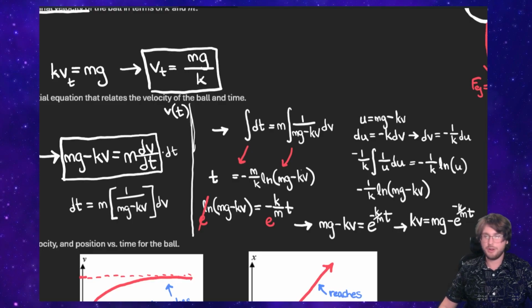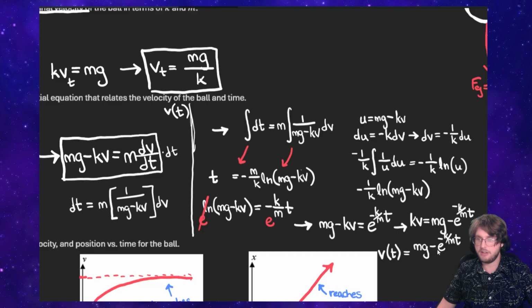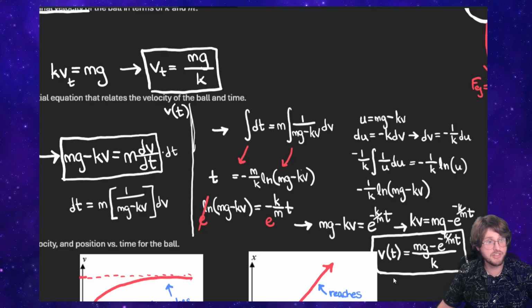And at this point, we're basically done, because then we'll end up with an expression for v, which I'll go ahead and say is still a function of time in this case. And v, once we divide both sides by k, will equal mg minus e raised to the power of negative k over m times t, all divided by our coefficient k. And that is what our expression for the velocity of this object before it reaches terminal velocity will be.